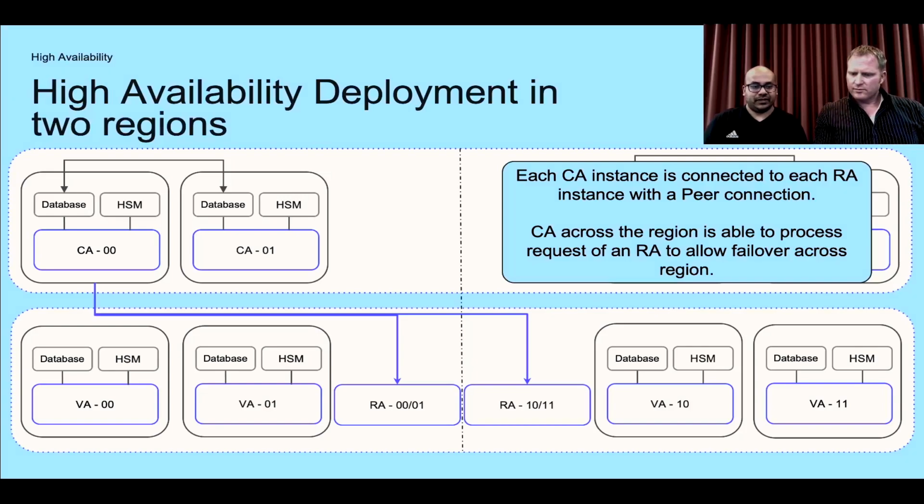So once again, to summarize, the CAs in each region are cross-connected to the other region. So if one of the regions goes down, it automatically communicates with the other region. If the CAs in region 0 go down, the VAs or the RAs in region 0 can always communicate with the CAs deployed in region 1 and vice versa.